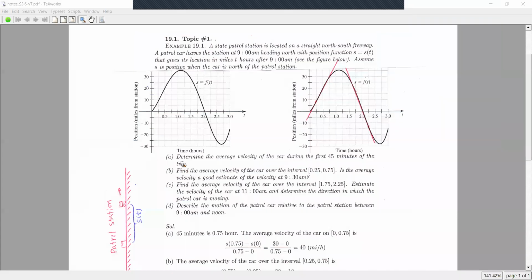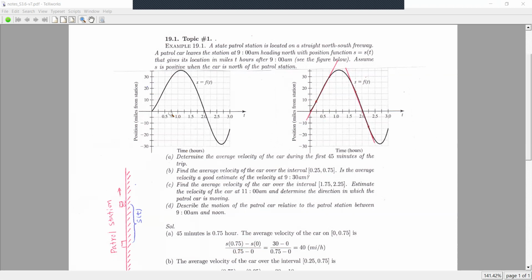Part A. Determine the average velocity of the car during the first 45 minutes of the trip. 45 minutes is 0.75 hour. By formula, the average velocity of the car on this time interval is the position of the car at 0.75 minus the position of the car at 0 over 0.75 minus 0.